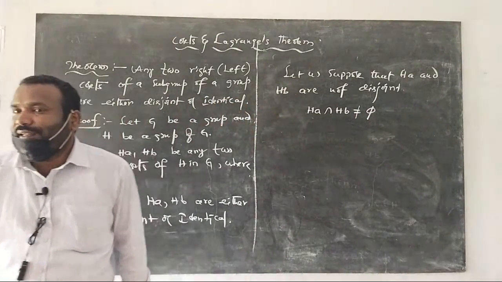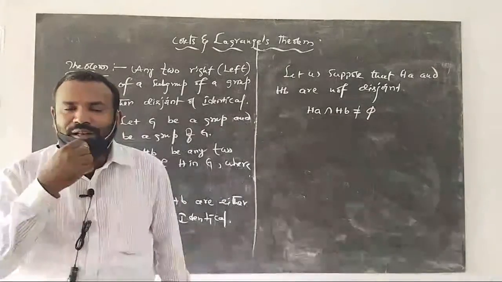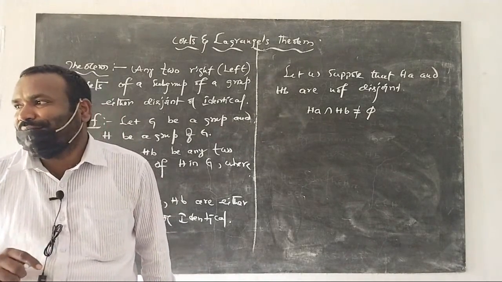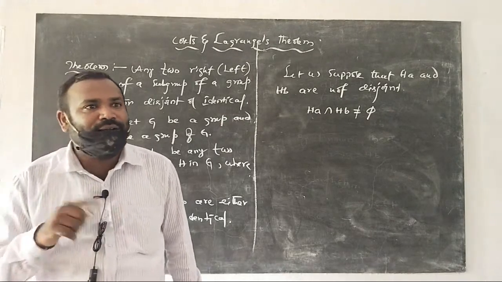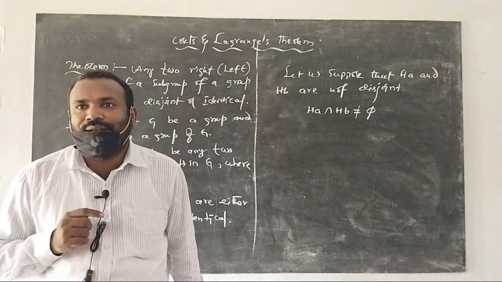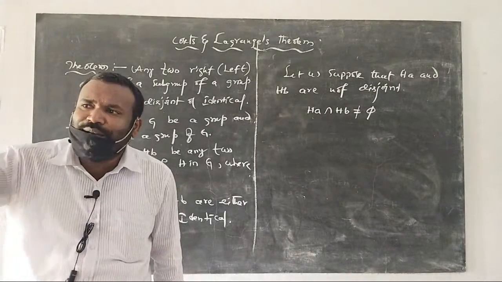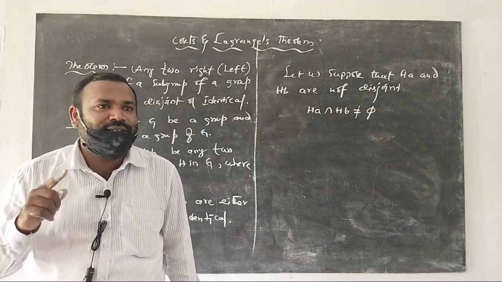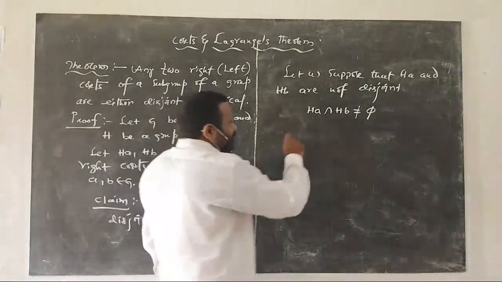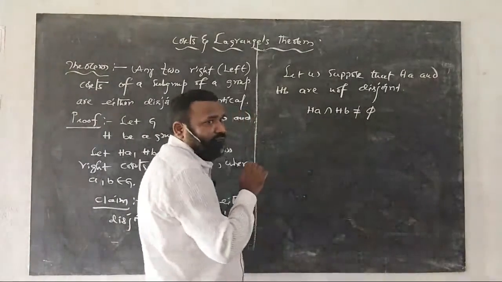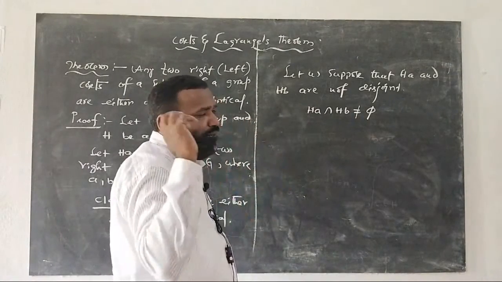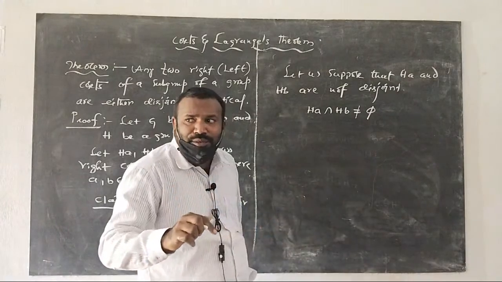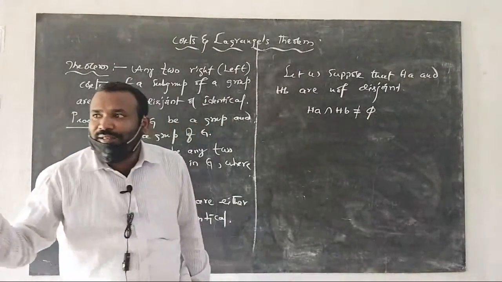Okay, their intersection is non-empty. Non-empty means there exists at least one element in common to HA and HB. HA and HB must have at least one element in common; only then do we say they are not disjoint. Did you understand? So their intersection is non-empty means you can find at least one element which is common to both HA and HB.